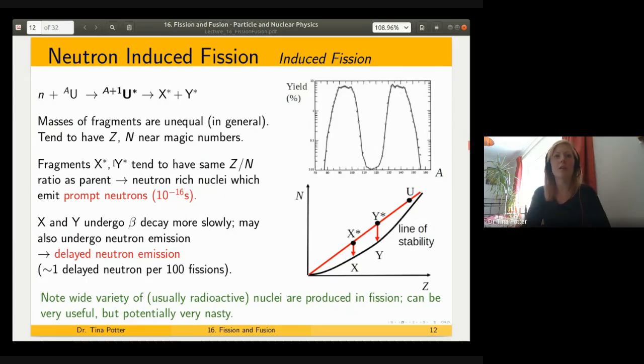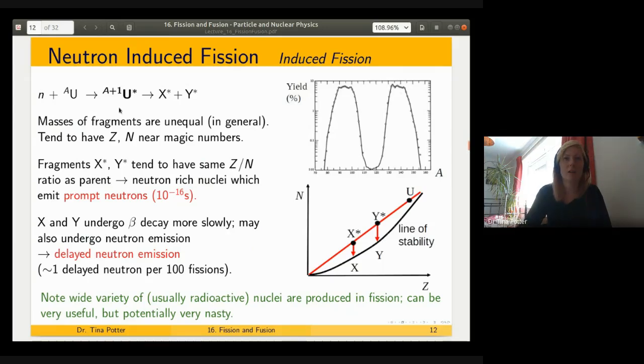The first, when these fragments are first formed and are too neutron rich, will kick out some prompt neutrons in about 10 to the minus 16 seconds. And then we have to wait a little bit for this weak decay, the beta decay, and we might get some more neutrons coming out then. And these are our delayed neutrons, and they're quite rare. We get only about one delayed neutron for every 100 fissions, but they do come along later.